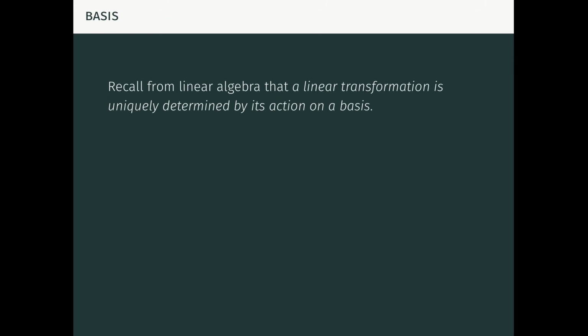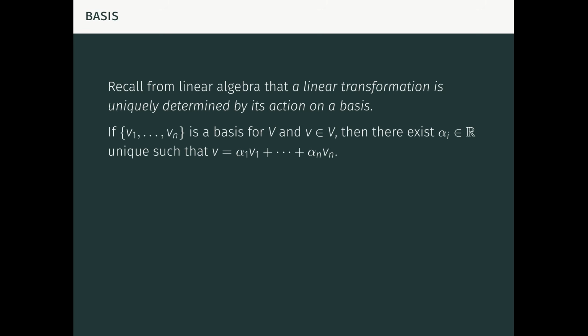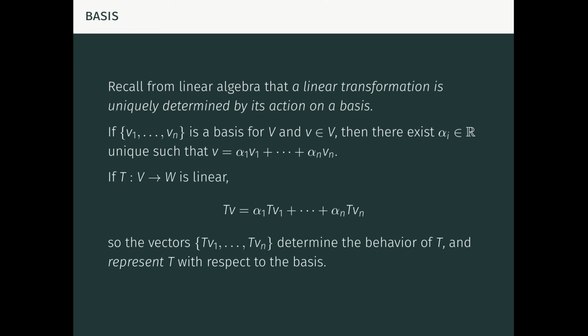So what we're seeing in this case is actually an instance of a general phenomenon. Recall from linear algebra that a linear transformation is uniquely determined by its action on a basis. That means if v1 to vn is a basis for V, and v is a vector in V, then there exist unique scalars alpha i in R such that v is the linear combination alpha 1 v1 plus through alpha n vn. If T from V to W is linear, then T of v is just the linear combination alpha 1 T v1 plus through alpha n T vn. So the vectors T v1 to T vn determine the behavior of T, and represent T with respect to this basis.